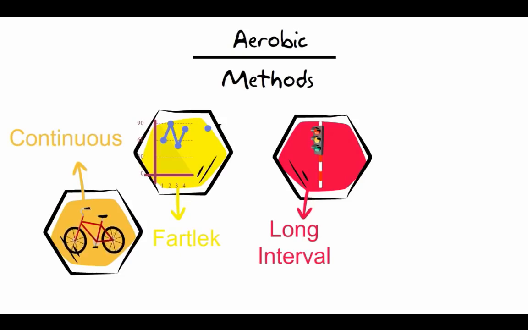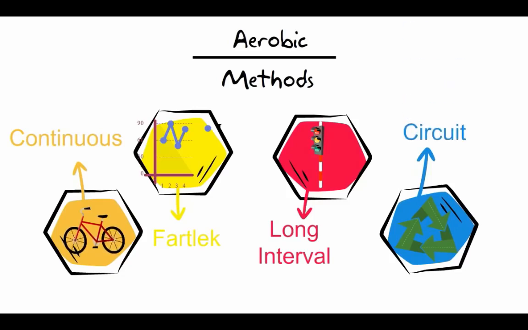Finally, for aerobic training, there's circuit training. The circuit training method is various activities that are normally done for a set period of time before moving on to the next activity. An athlete would rotate through each activity until the circuit is complete.